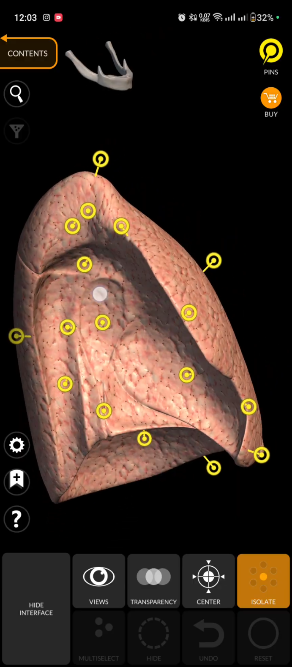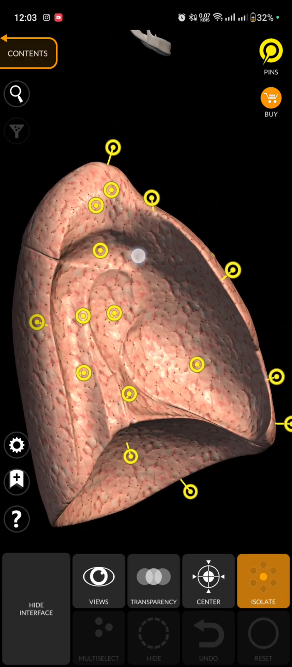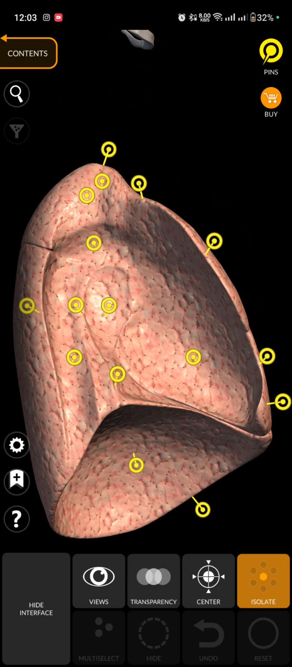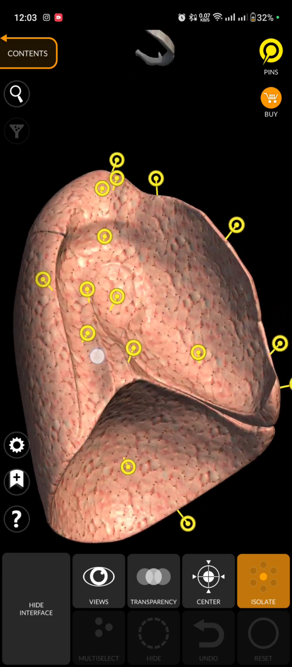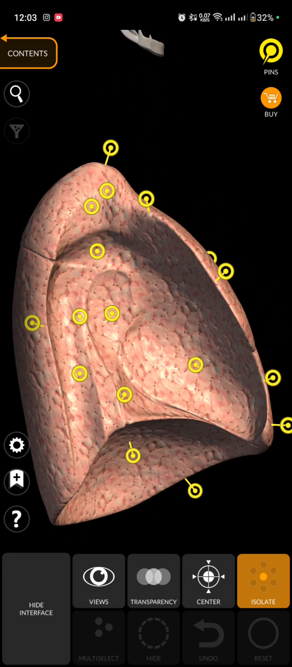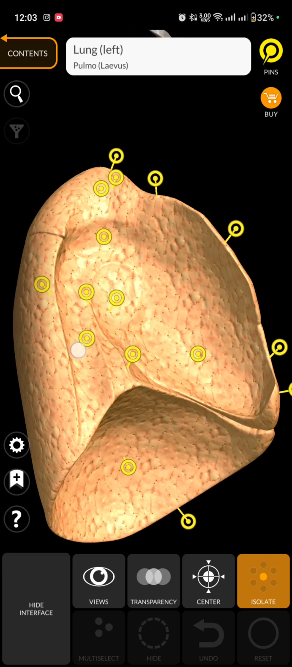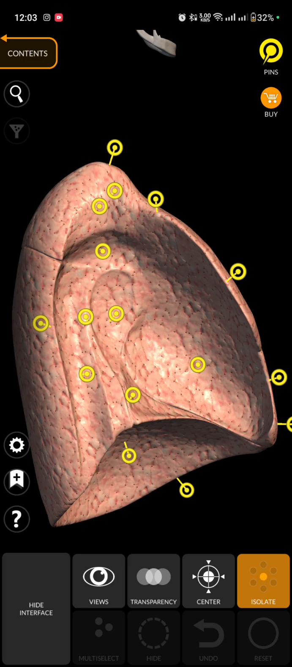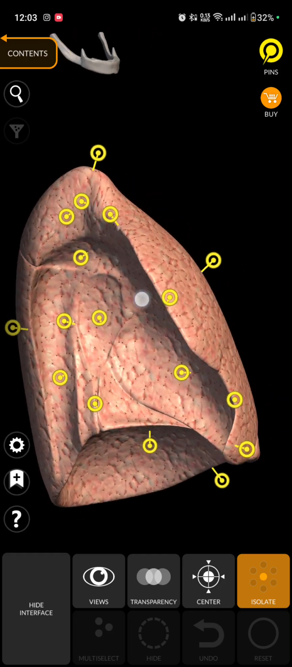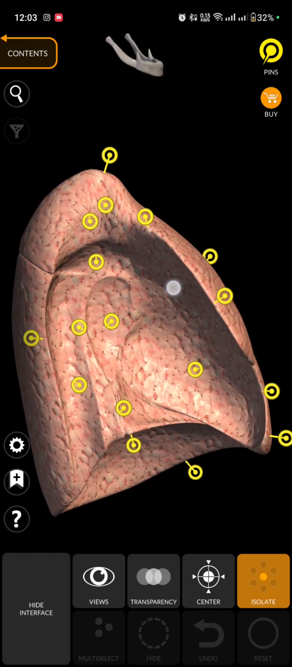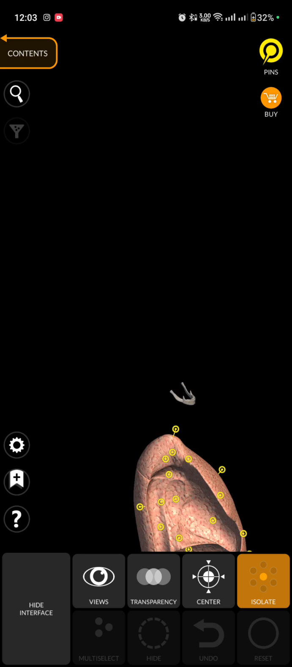And there are also other impressions present over here. This entire impression is actually caused by the arch of aorta. This is the arch of aorta, and this is the descending thoracic aorta. The arch of aorta has three branches, of which two, the left common carotid artery and the left subclavian artery, are facing upwards, and these create an impression over here which cannot be seen in this image because it's not an actual lung, but can actually be present in an actual lung.